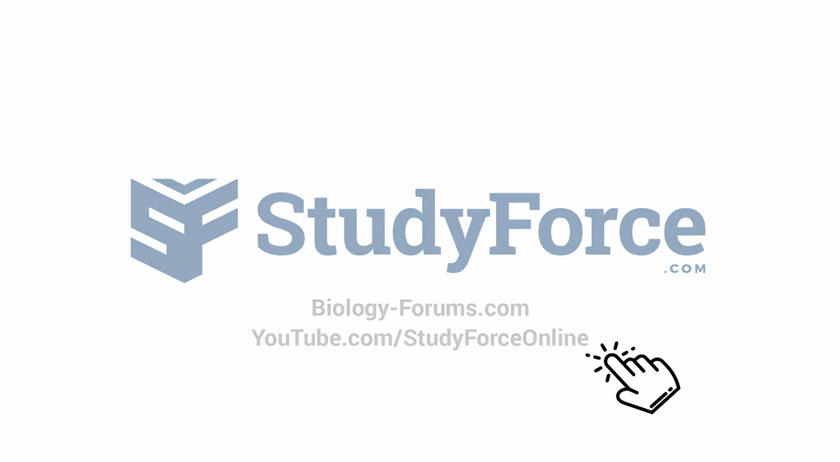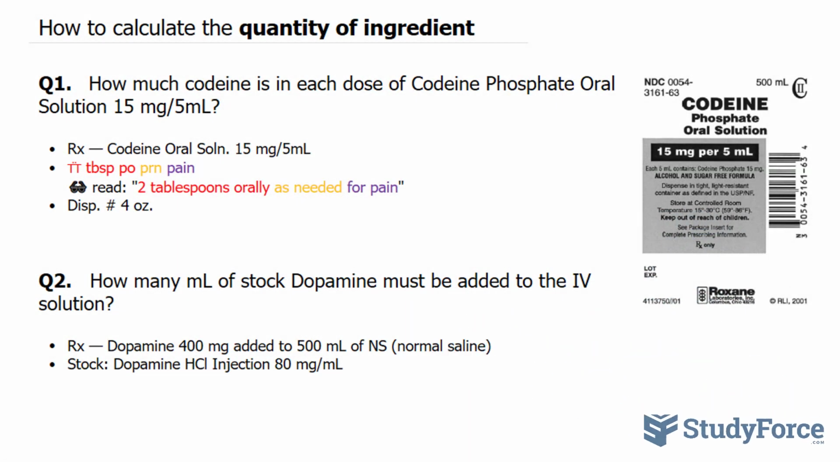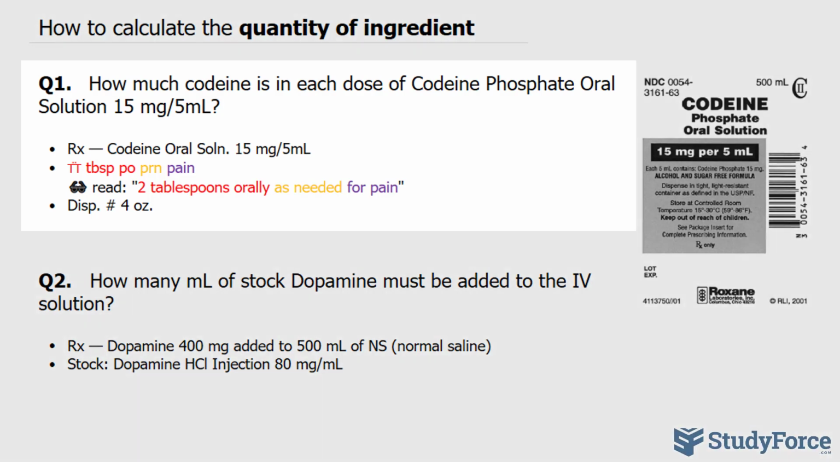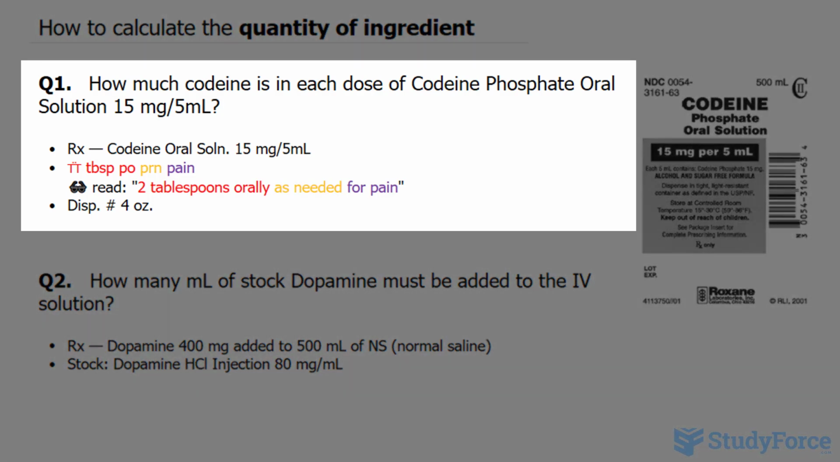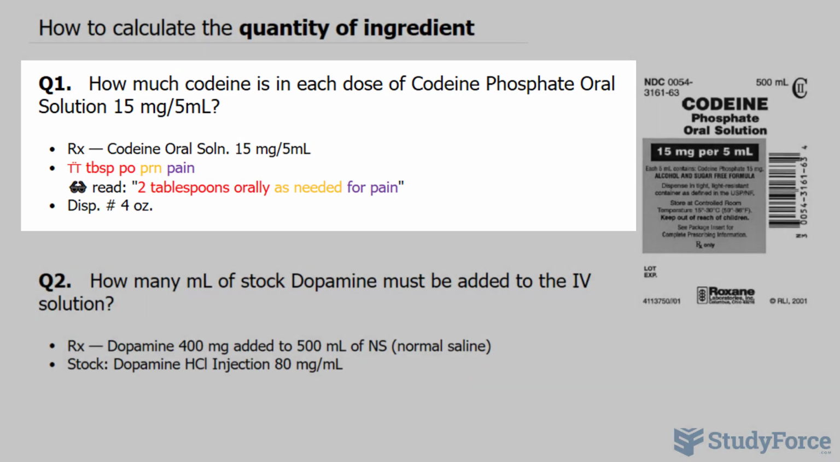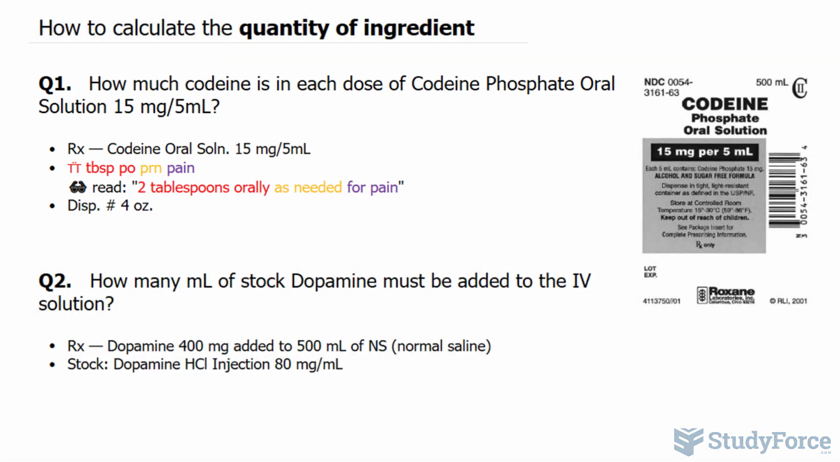In this lesson, I'll show you two examples on how to calculate the quantity of an ingredient found in a medicine. Question 1 reads, how much codeine is in each dose of codeine phosphate oral solution, which has a strength of 15 milligrams per every 5 milliliters?